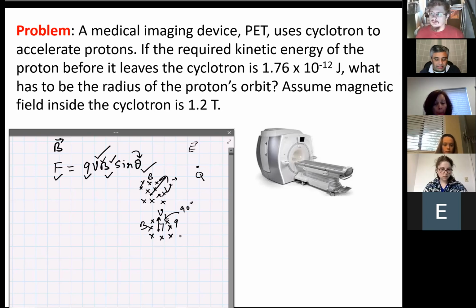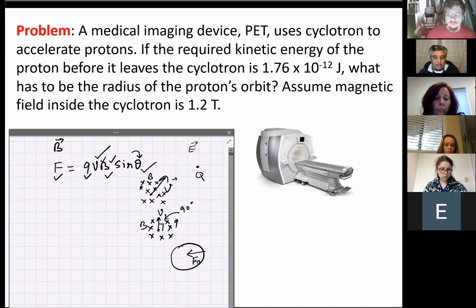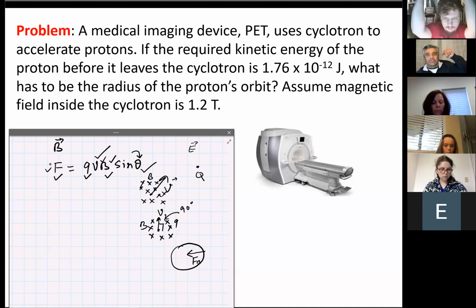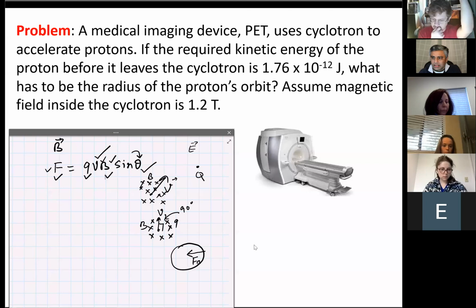At 90 degrees, things move in a circle because this force acts directly towards the center, okay? So when we push something directly at 90 degrees, it eventually ends up moving in a circle. Hey, that reminds me, let's see if I have that video clip here.